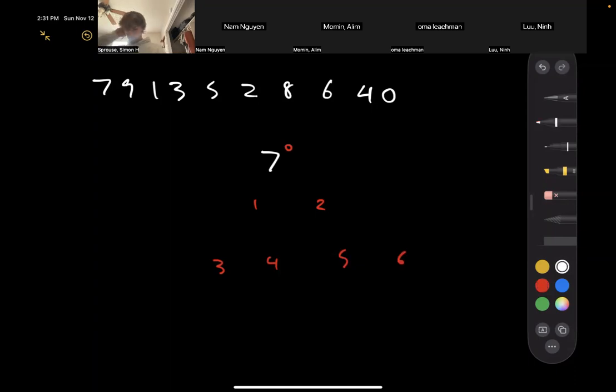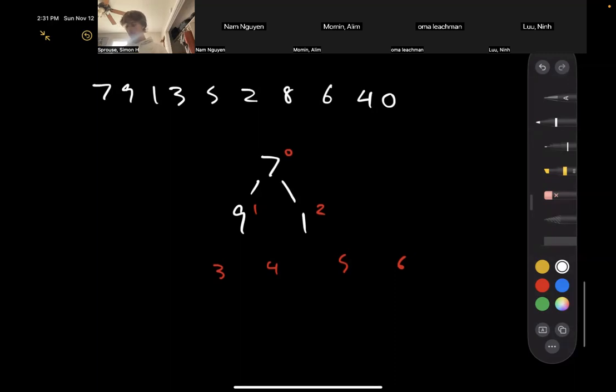The next insert we're going to do is 9. So we're going to put it at the next available location. The next insert we're going to do is 1. I'm going to put that at the next available location. And as you can see right away, we have got an issue because right here, this is invalid. We've got a parent that is greater than its child. And this is a problem, right?